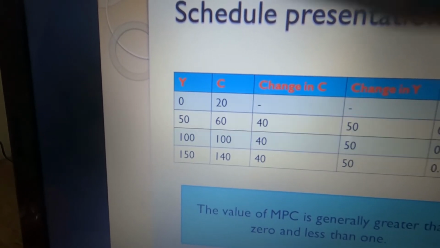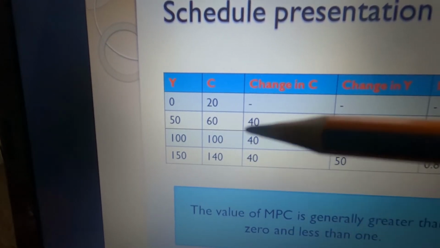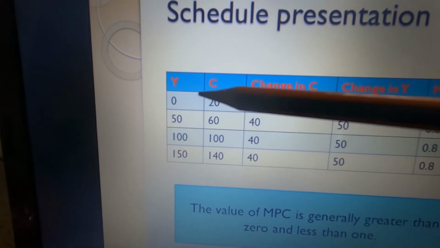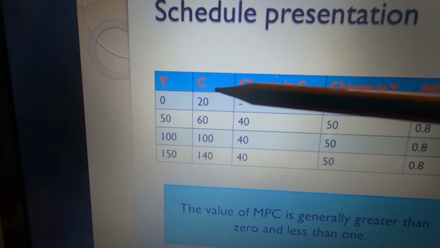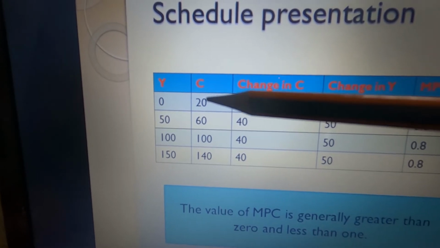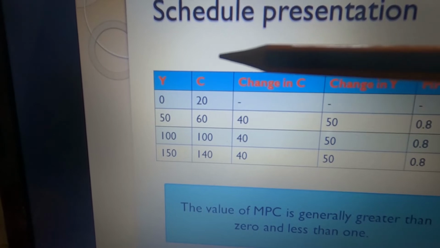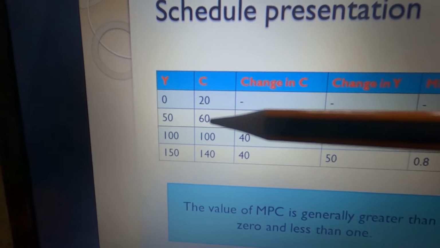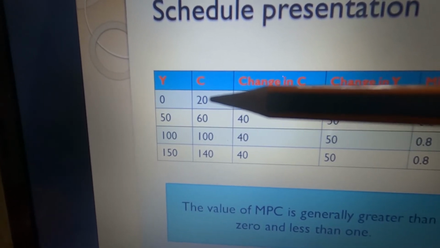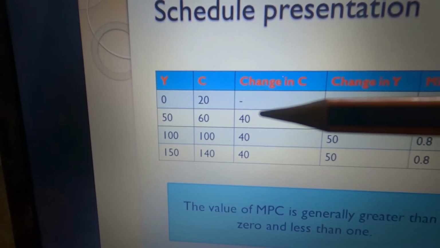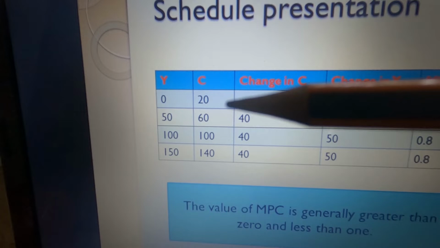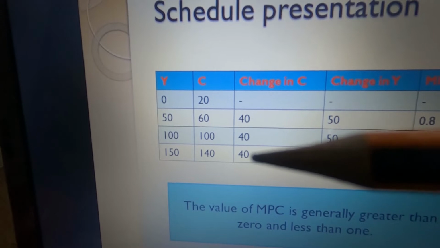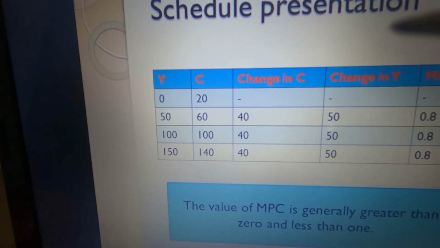Now next we go for change in C. We have to see here. C, now 20, we cannot see any change here, right? Now next one, we have to see change here. 60, 20. So how much is the change? It is 40 here. Likewise, 100, 60. Change is 40. 140, 100. The change is 40. So like this, we have to find out change in C.